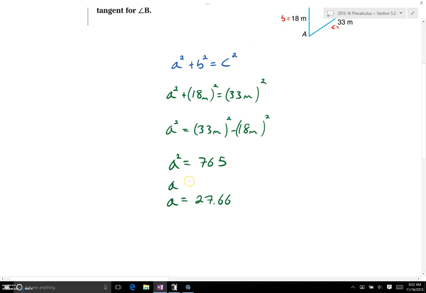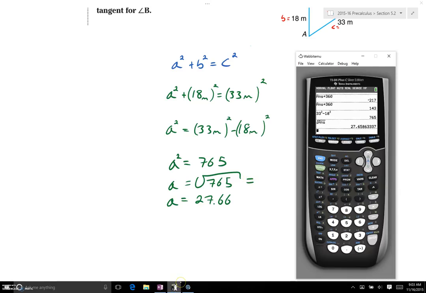And so when we square root both sides, we're going to get the square root of 765, and we can simplify that by looking for squares that 765 might be a factor of. So let's try 4. It doesn't come out evenly, so 4 is not a factor of 765.